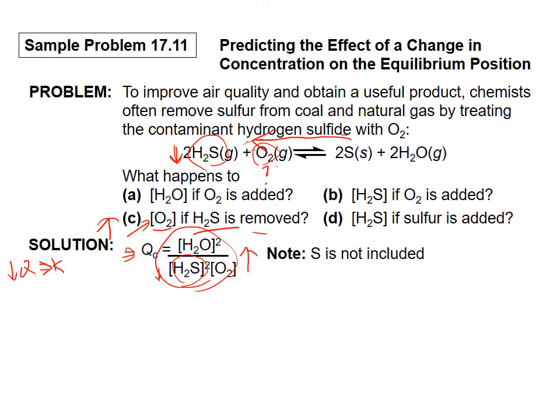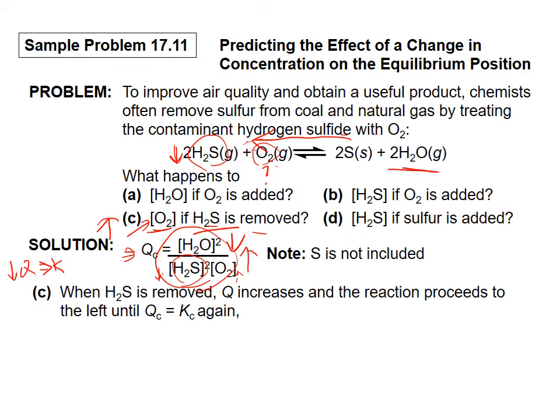Okay, so you need to decrease Q. So how do you decrease Q? Either reduce water, okay, water is the product, or increase reactants. And therefore we predict again that if hydrogen sulfide is removed, the reaction will go reverse because it will decrease product, increase reactants, and so oxygen concentration will increase.